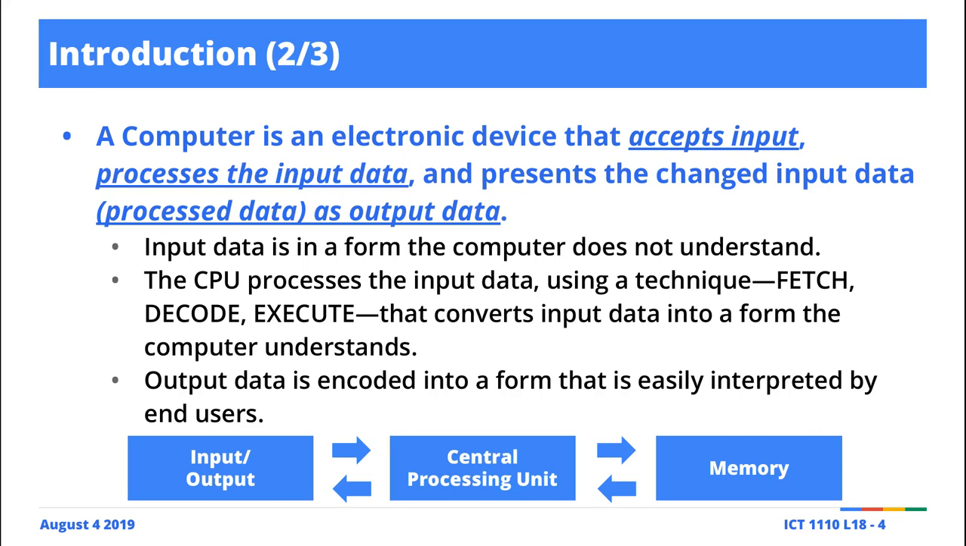The processing, it turns out, involves manipulation of this input data, which is initially in a human-readable form, but it has to be converted in a form that a computer understands. The computer does the processing, and then it presents an output which it understands, but it has to be encoded in a form that we will also be able to understand. You notice that there's two different representations. One representation is associated with the end users, people like you and me. The other representation is associated with the CPU.